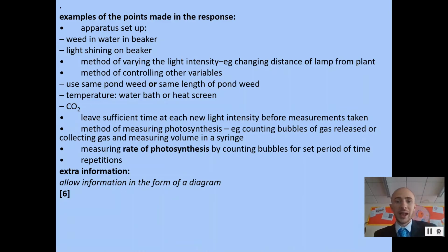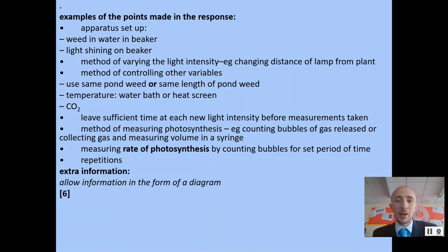Then we want to measure how light intensity affects the rate of photosynthesis, and you're going to have to write down how you would do that. You might move the light closer or further away, or you might in some way turn the light up and down if you've got a dimmable light. And you're going to count how many bubbles of oxygen are given off by the pondweed in the time.